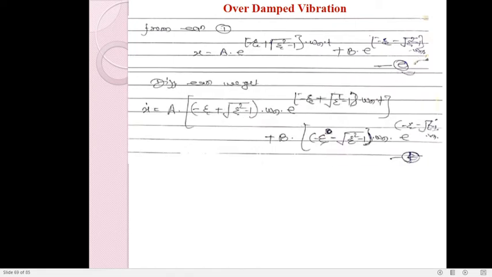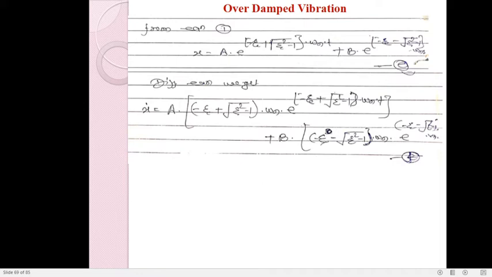And if we differentiate this equation so that we get the value of velocity, that is x dot, then after differentiation we could write the equation like this: x dot is equal to a into minus xi plus square root of xi square minus 1, close this bracket, into omega n into e to the power minus xi plus square root of xi square minus 1, close this bracket, multiplied by omega n into t, plus b into minus xi minus square root of xi square minus 1 into omega n into e to the power minus xi minus square root of xi square minus 1 into omega n into t.